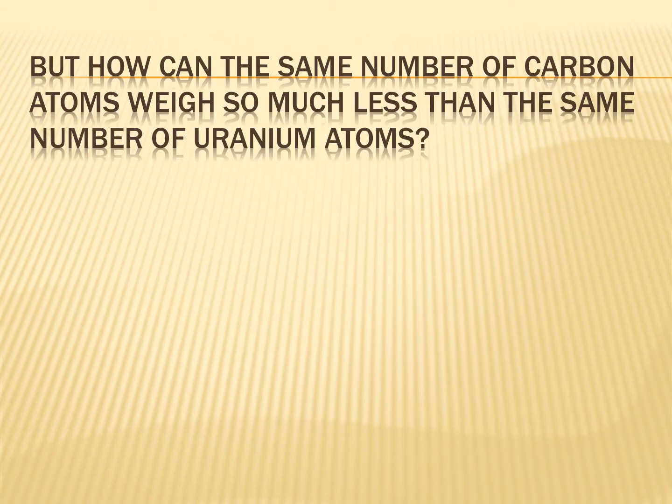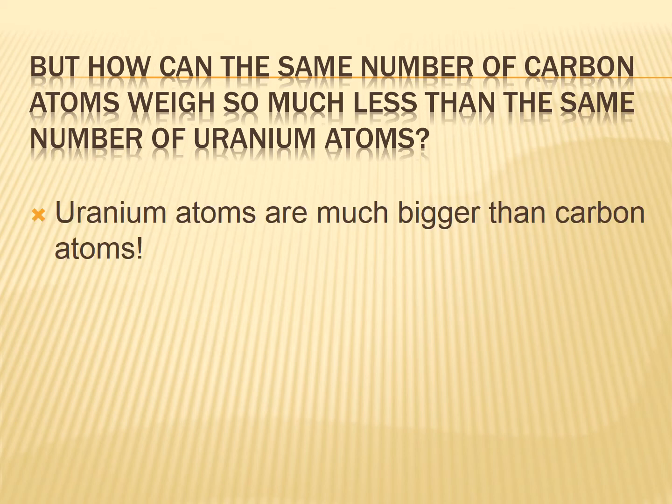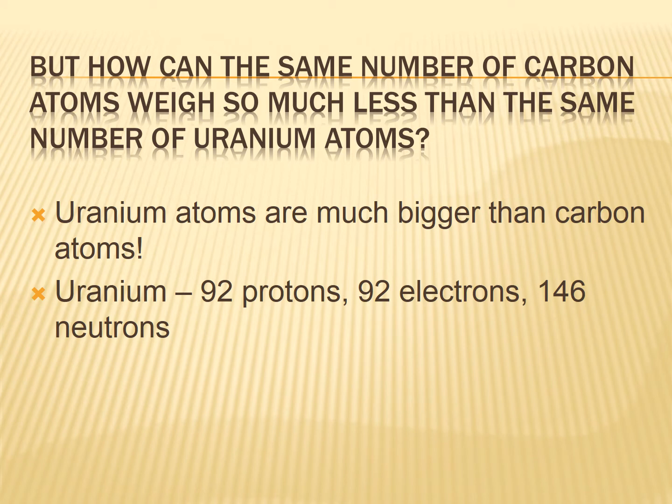So, well, we have the same number of carbon atoms and the same number of uranium atoms. Why do they weigh so much less? Well, just by looking at the periodic table, we can see that uranium is much further down because it's a much bigger atom. Just think about everything that the periodic table tells us. It tells us there's 92 protons, 92 electrons, and 146 neutrons.